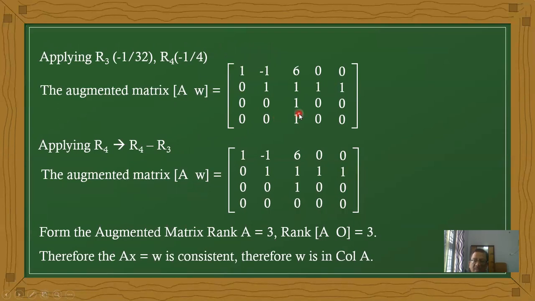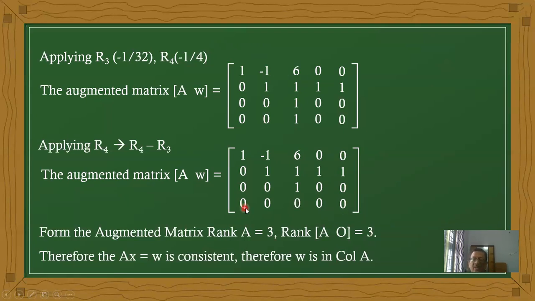Convert the remaining element, the fourth row element, into 0. That is a very simple operation. R4 minus R3. Therefore 0 minus 0 is 0 now. Therefore the first row is a non-zero row, the second row is a non-zero row, and the third row is also a non-zero row. The first four columns are for A and the last one is for W. This is the entire augmented matrix.